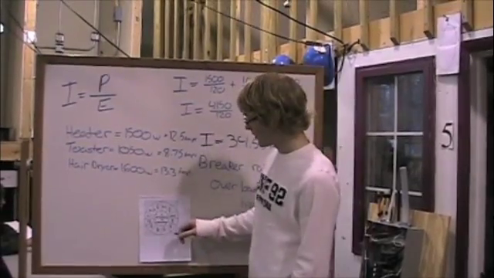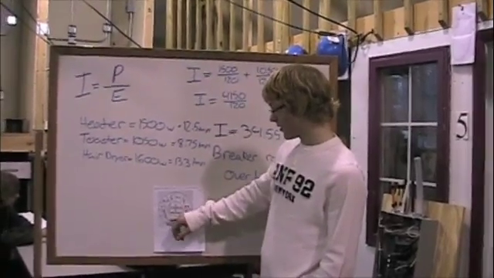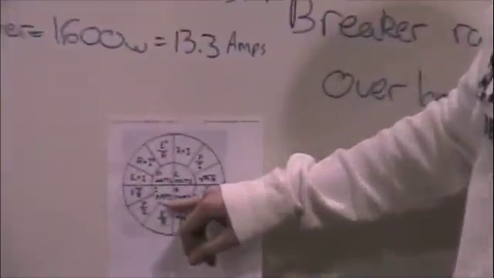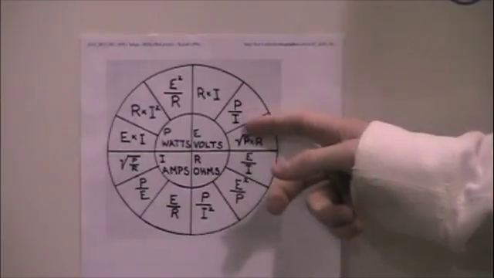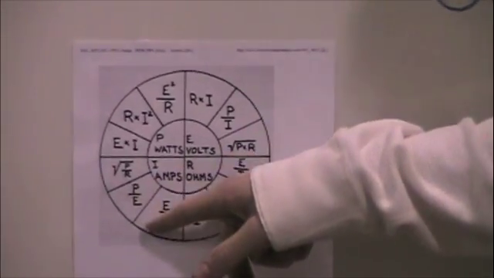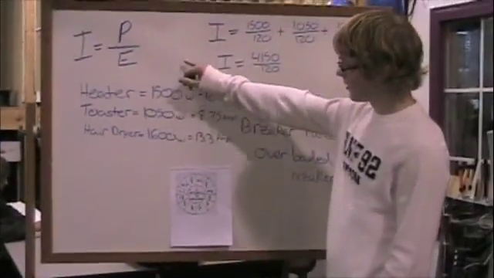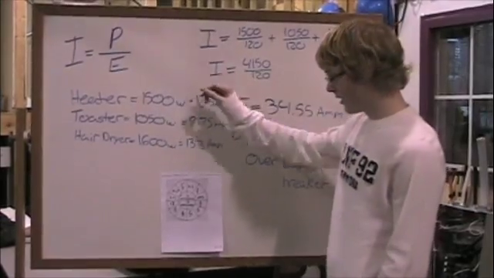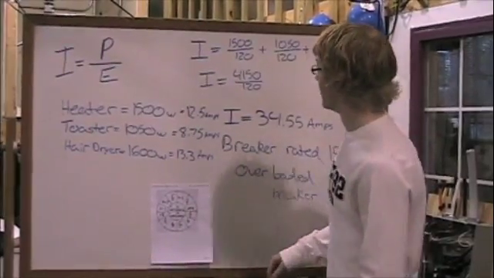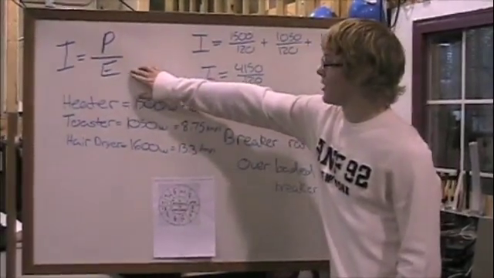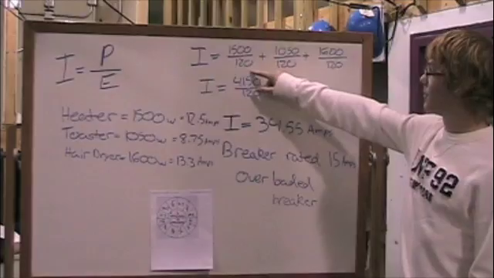When we do this, we want the amps. There are three things that we can use for finding out the amps, and the one that'll deal with both of those is P over E. So we have to add all the watts and divide by the volts we're using, which is 120. Here is the math, the problem: I equals 1500 over 120.